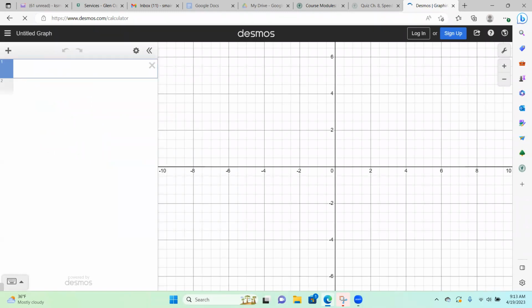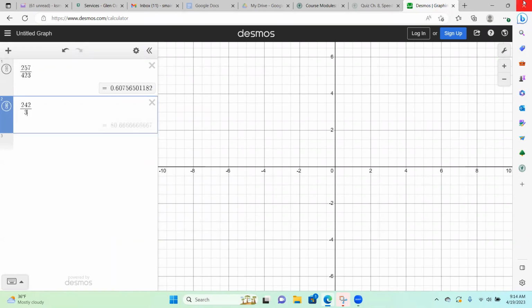I'm going to type in 257 divided by 423. So the proportion for women is 0.6076. And then the proportion for men is 242 divided by 366, so theirs is 0.6612. So it looks higher, but we have to decide using a hypothesis test if the males are significantly higher. Okay, so let's go back to our paper.